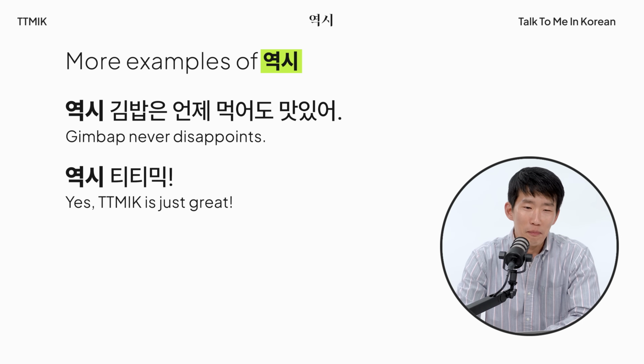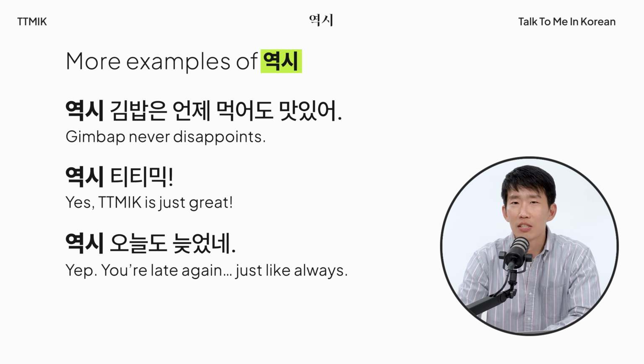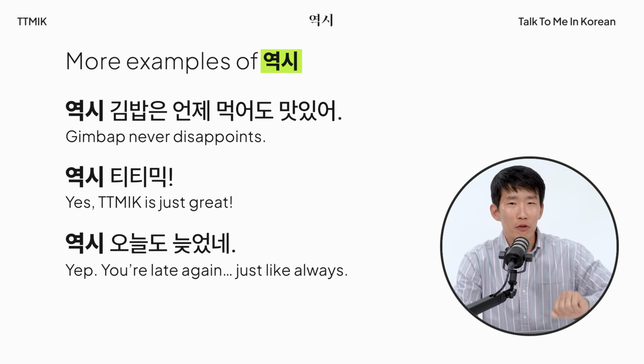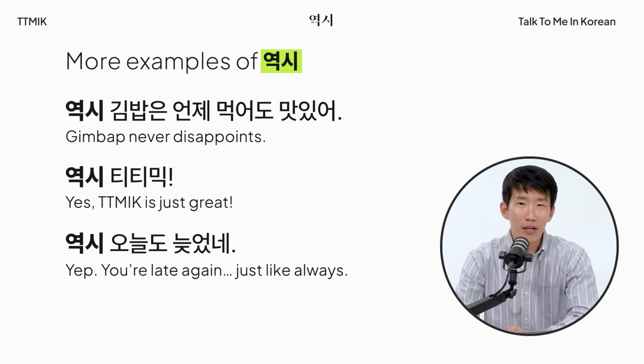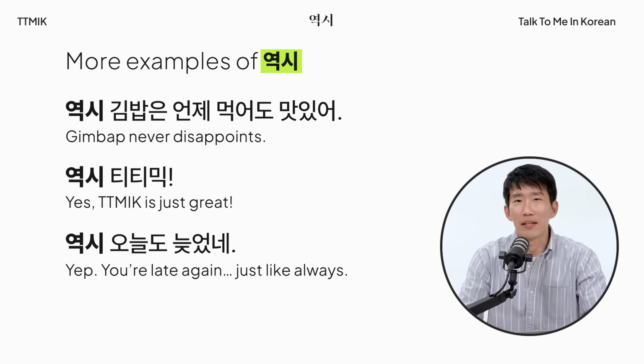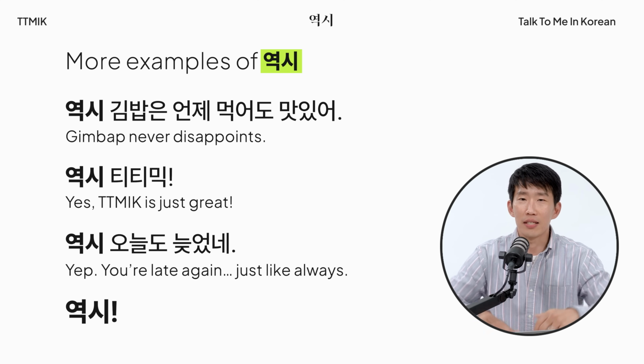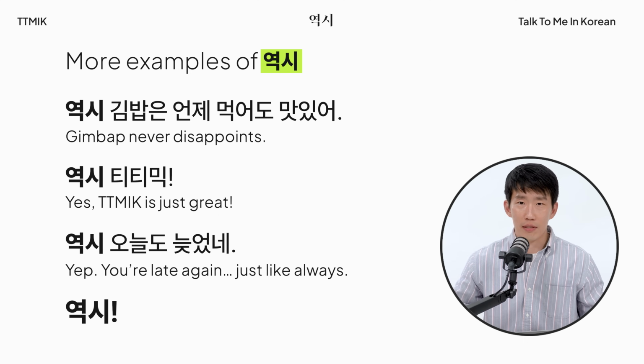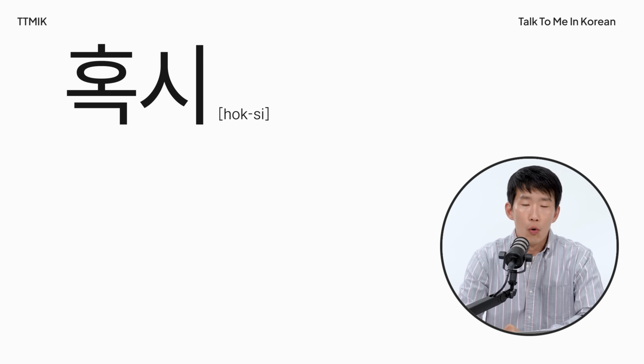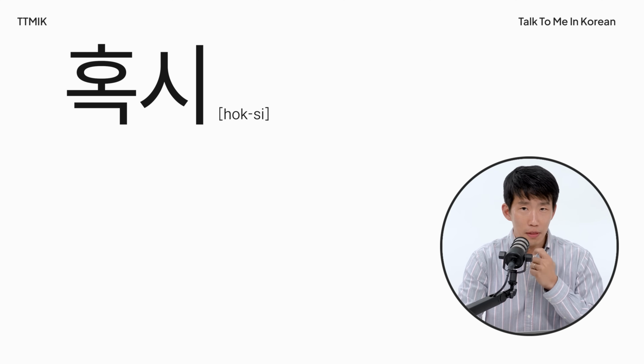And then this is an example of a bad situation, bad context, like 역시 오늘도 늦었네. You have this friend who's always chronically late for everything. 역시 오늘도 늦었네. Okay? And then you can also just use 역시 as a standalone expression. 역시. And it contains so much context. So that is a good first example of a high context expression in this high context language that is Korean. Let's move on to the next one. This one is hok-si. Okay, it rhymes really well with yeok-si.